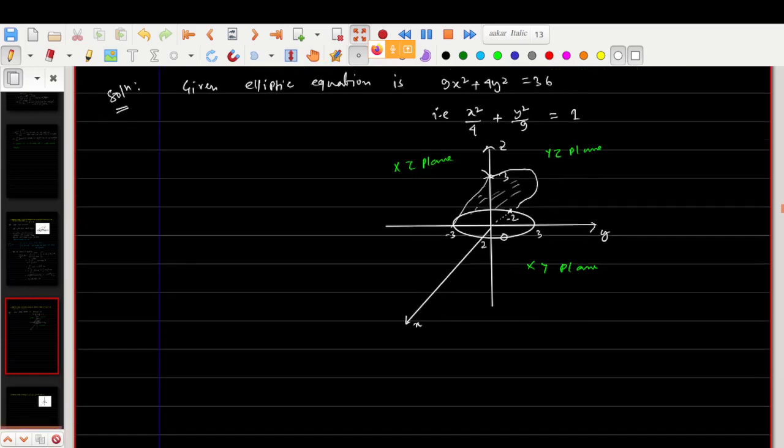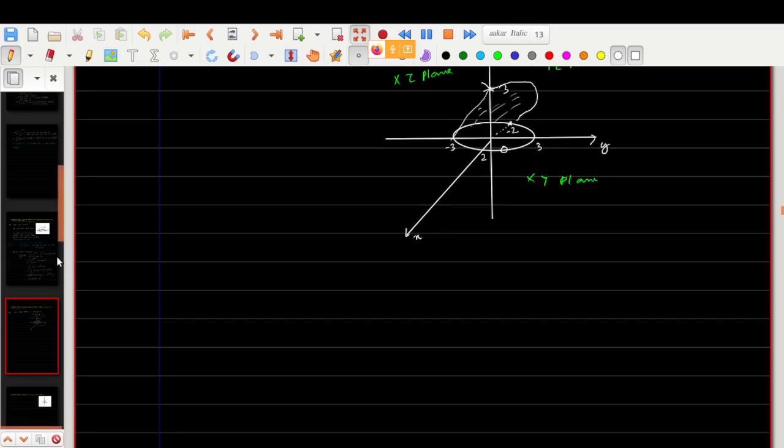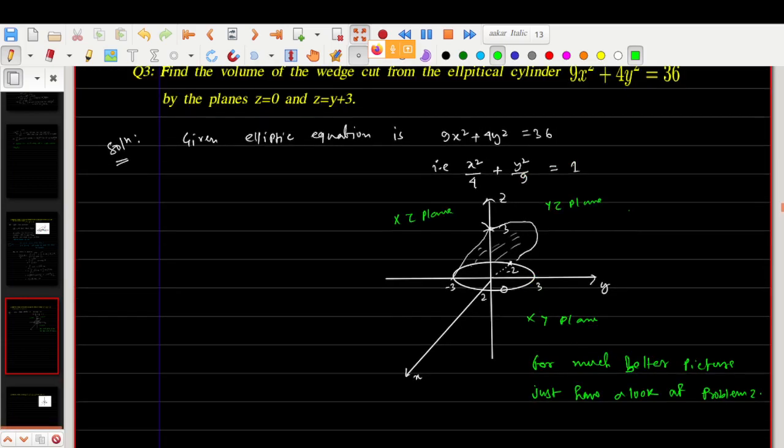For a better picture you should look at problem number 2. Just have a look at problem 2. Right? So now you can easily draw or find the ranges of this integration.